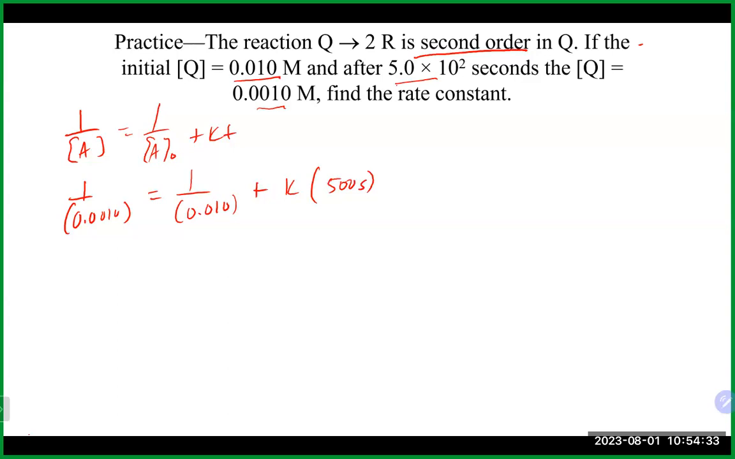So here I'm going to take 1 divided by 0.001. I'm then going to subtract it from 1 divided by 0.01. And that's going to give me 900 is equal to K times 500 seconds. And once again, I basically moved that to the other side and subtracted. We're going to divide now our 500 to the other side.